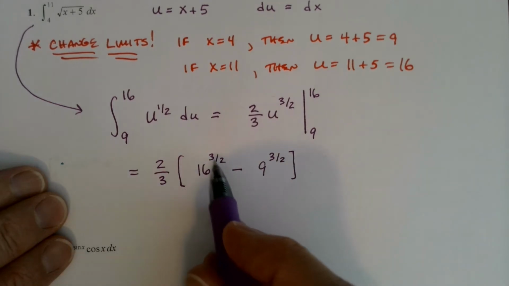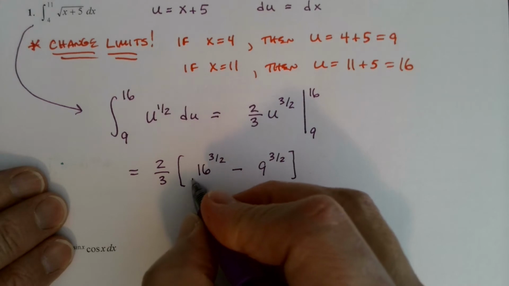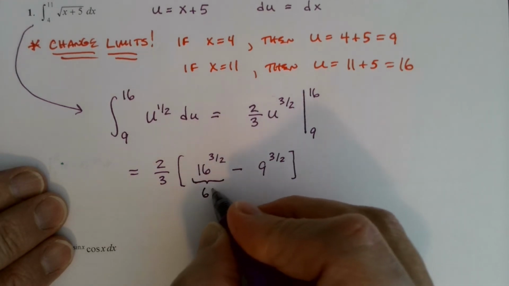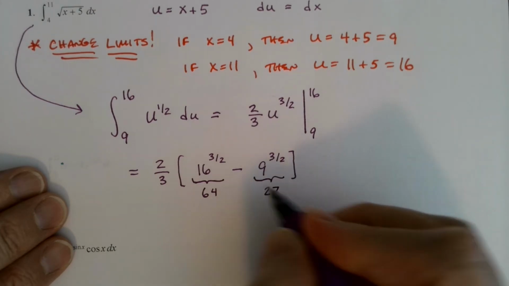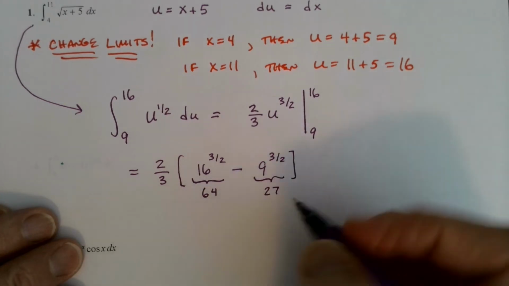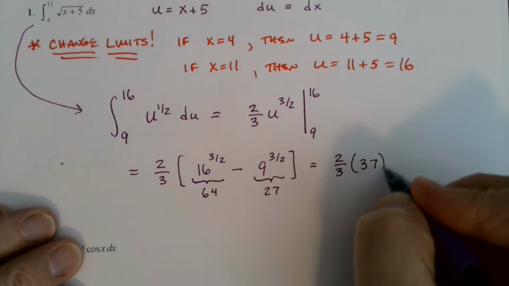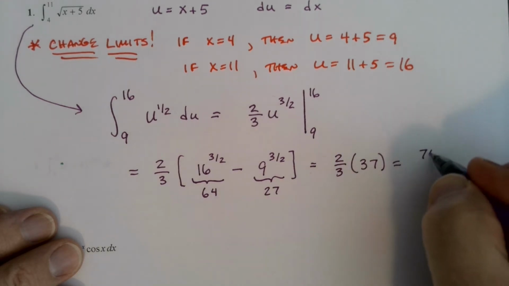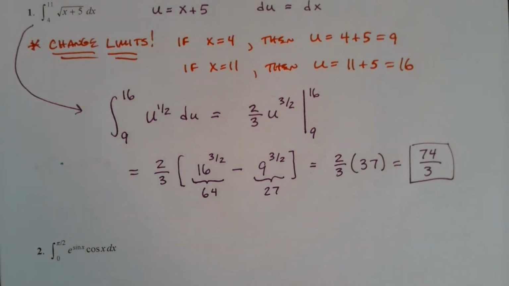This is done. So what does the 3/2 power mean? The 1/2 means square root, and then cube it. What's the square root of 16? Square root of 16 is 4. Cube 4, that's 64. What's the square root of 9? 3. Cube 3, 27. So 16 to the 3/2 power is 64, and 9 to the 3/2 power is 27. 64 minus 27 is 37. And so I get 74 thirds, and that's the answer. Notice again, I didn't go back to the original variable, and that's the way we want to proceed.